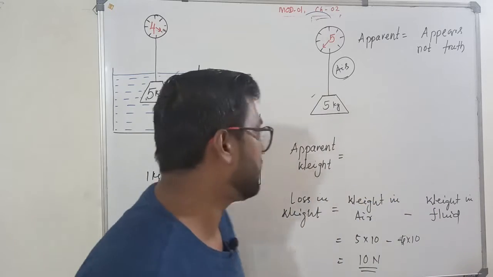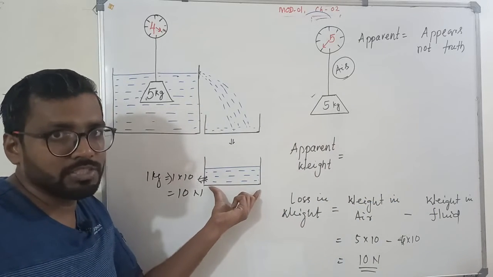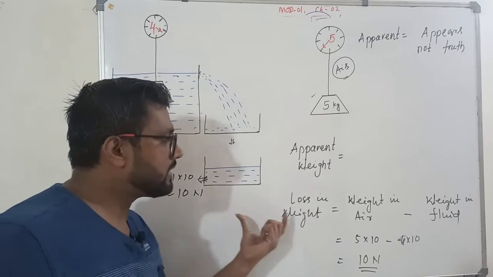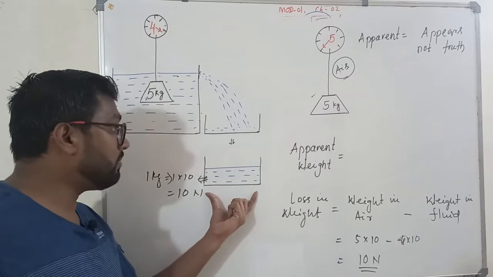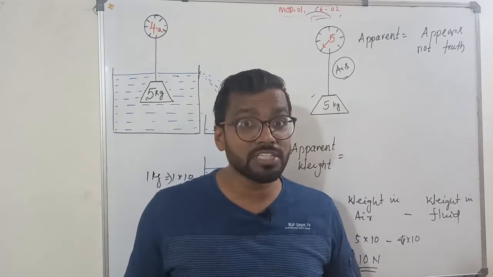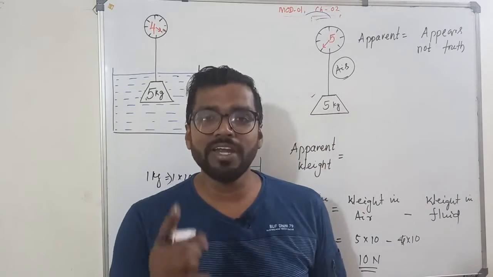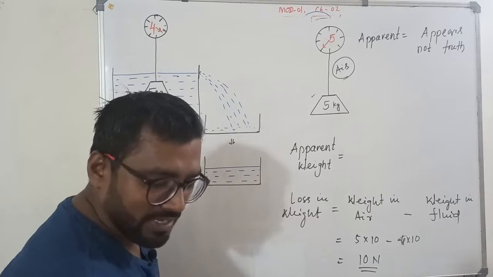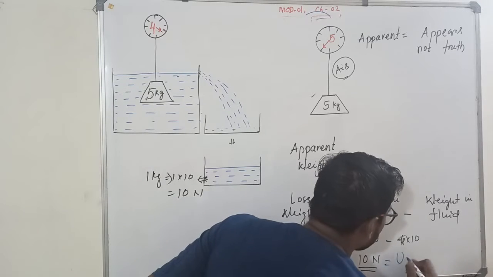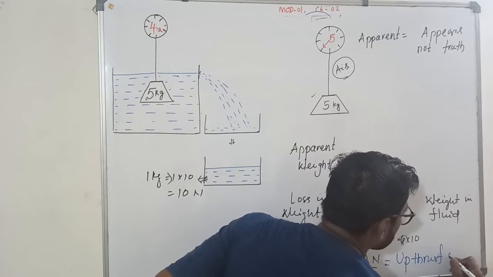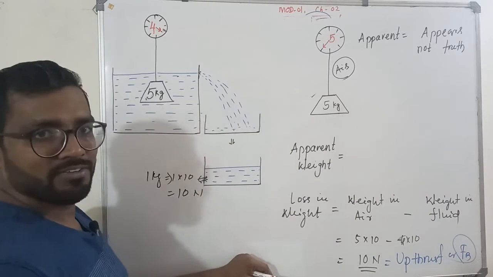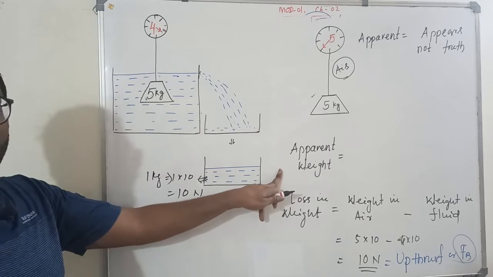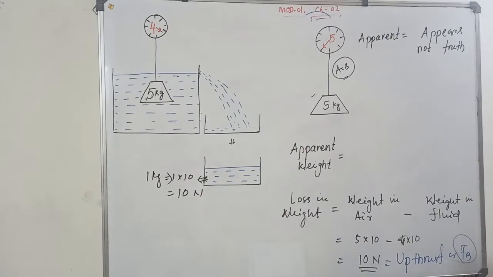That means, from this problem we know, the weight of the liquid displaced is nothing but the loss in weight. But sir, the weight of the liquid displaced is also your buoyancy force. Exactly, that's the point. So that means this loss in weight is nothing but your upthrust, or force of buoyancy. Okay, note it down first. Isn't it interesting? The loss in weight is nothing but the upthrust or the force of buoyancy itself.